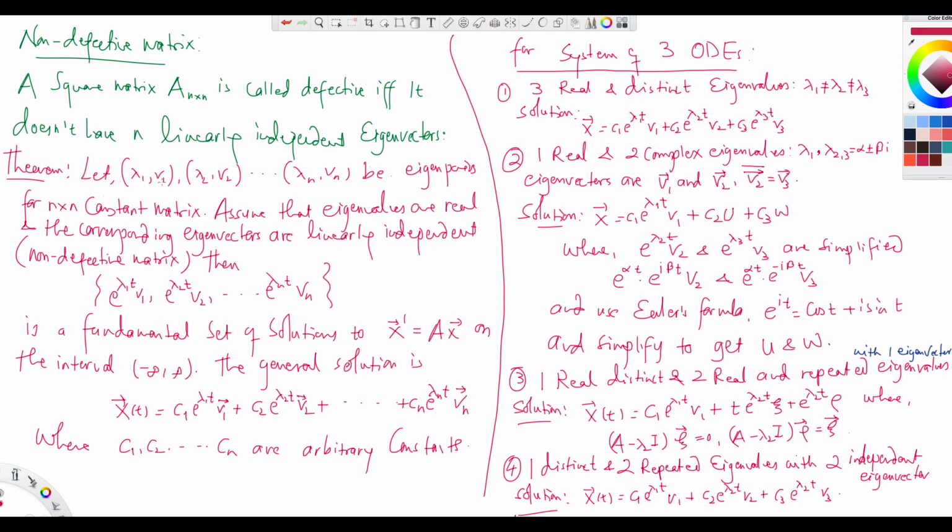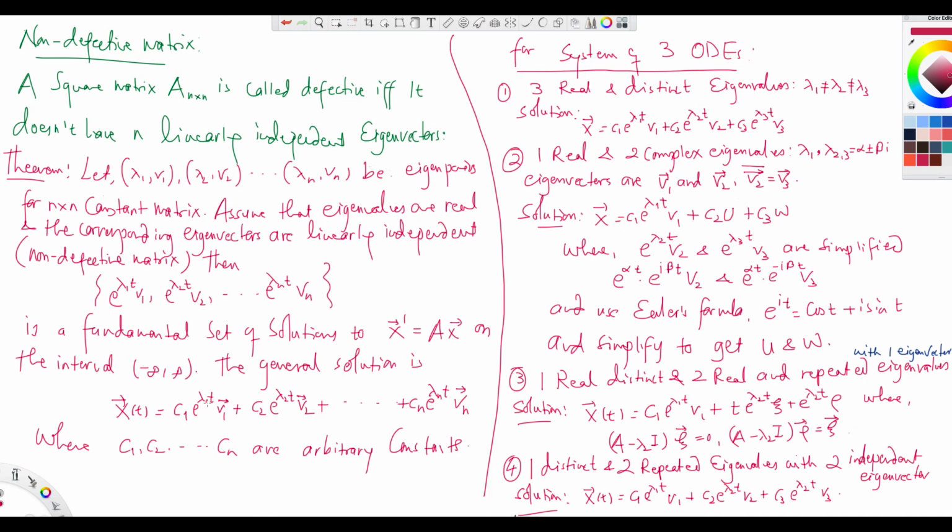So let us see a theorem. Let lambda 1 v1, lambda 2 v2, up through lambda n vn be eigenpairs for an n by n constant matrix. Assume that the eigenvalues are real and the corresponding eigenvectors are linearly independent. If all the eigenvalues are real and all the eigenvectors are linearly independent, meaning that this is a non-defective matrix, then the set e to the lambda 1t v1, e to the lambda 2t v2, through e to the lambda nt vn makes a fundamental set of solutions.